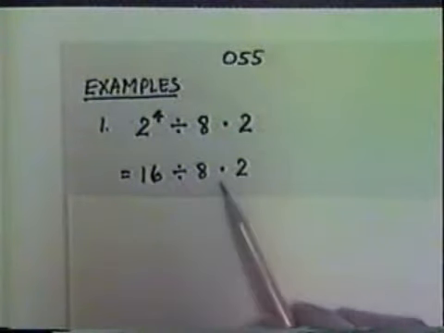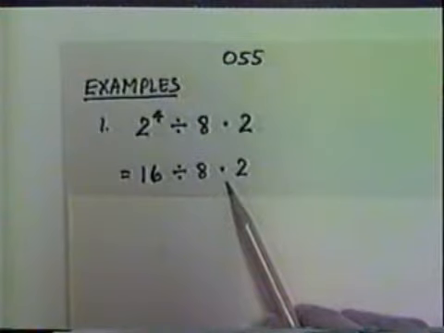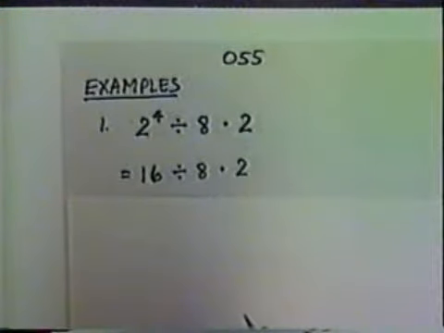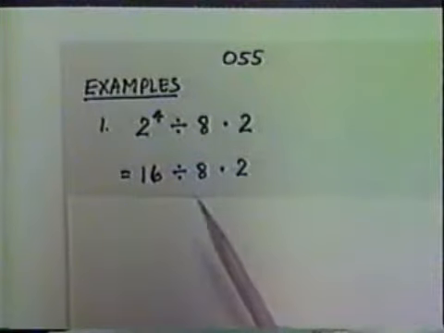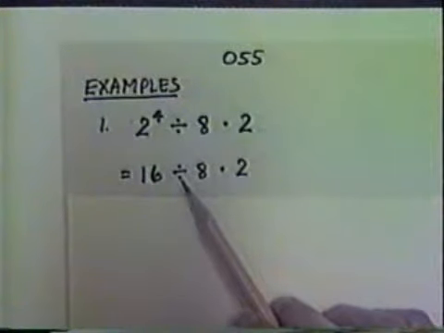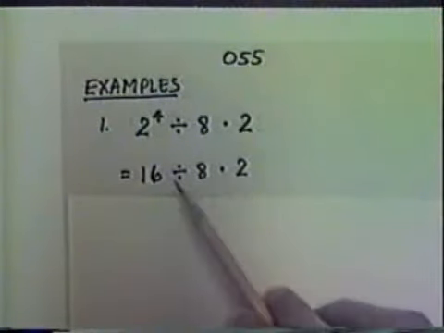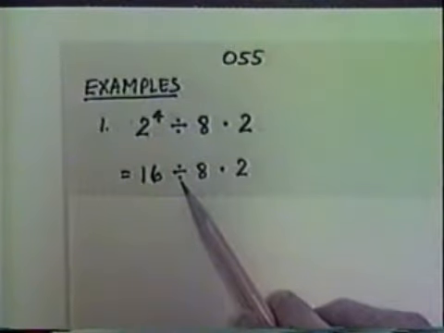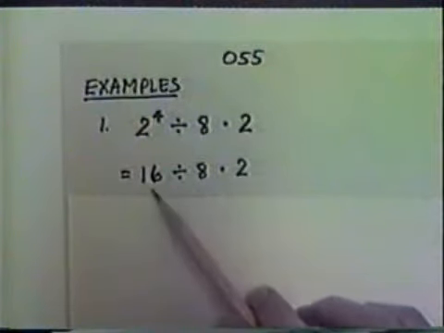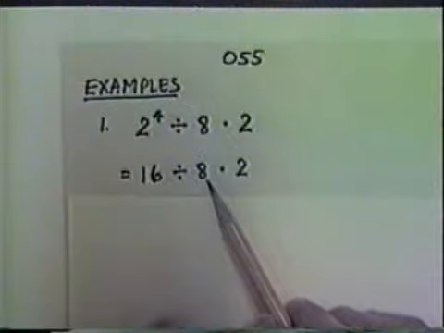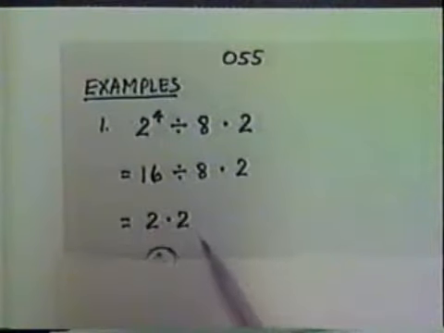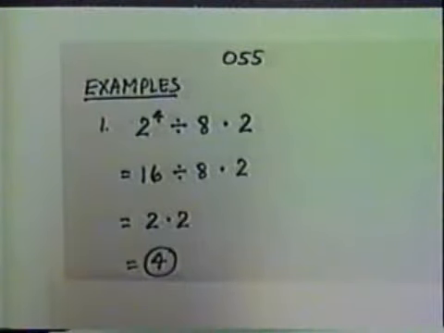Now we have divide and multiply. Which one is done first? You should answer that divide is done first because divide and multiply come in the same step and we do them from left to right. Since divide comes first as we read from left to right, we do that first. And so we do 16 divided by 8, which is 2, then times 2 is 4 for our answer.